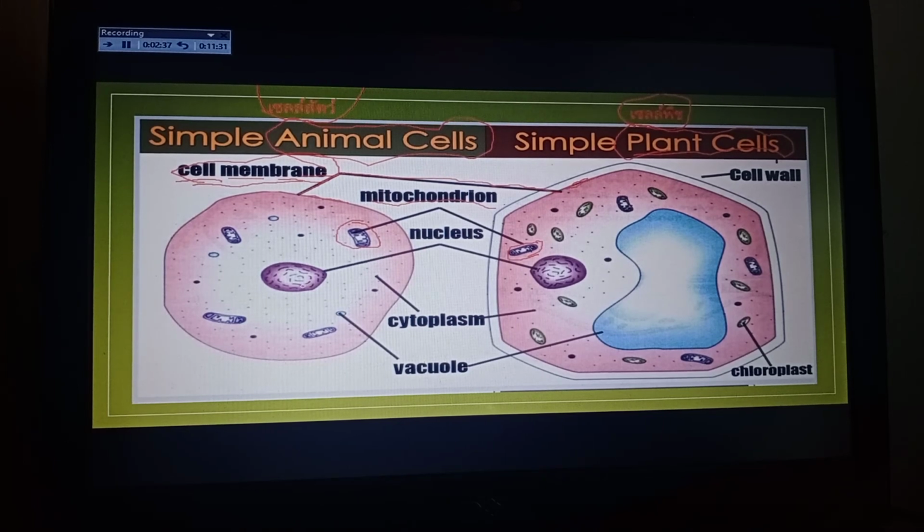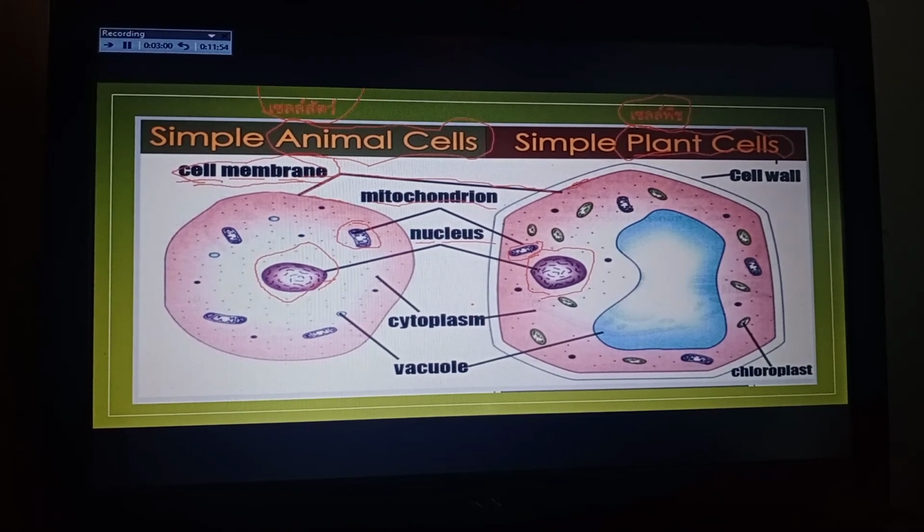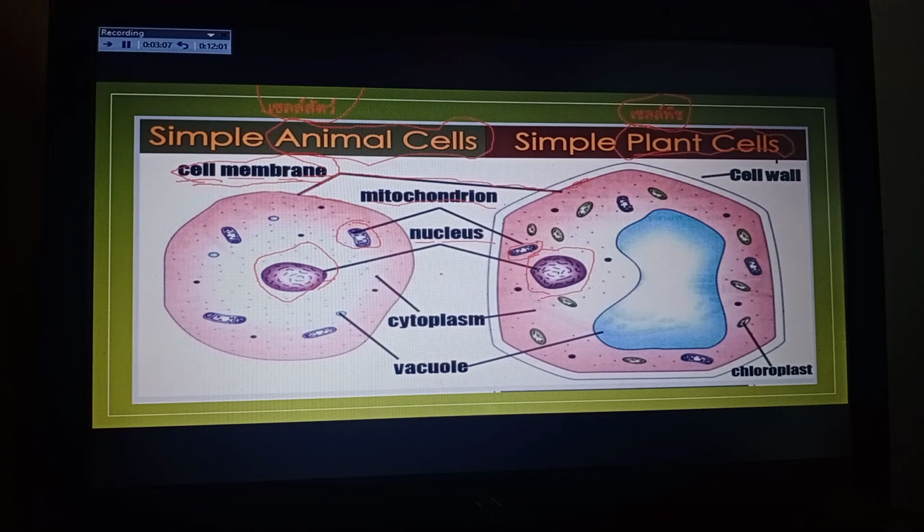Okay, moving on to the third part of each of the cells. This one is what we call nucleus. Now this one is our nucleus. Since there is a line connecting between the two cells, that means that they are also present in both. Both animal cell and plant cell have their own nucleus.